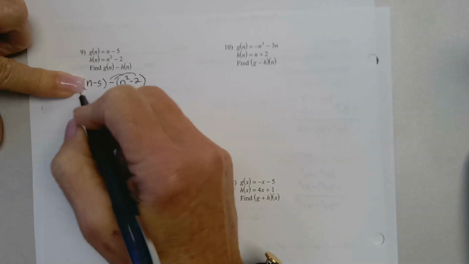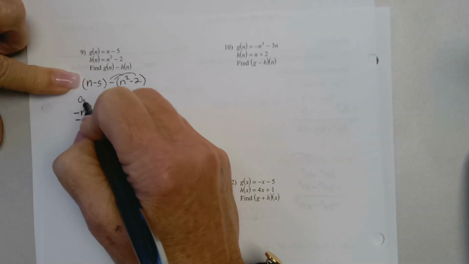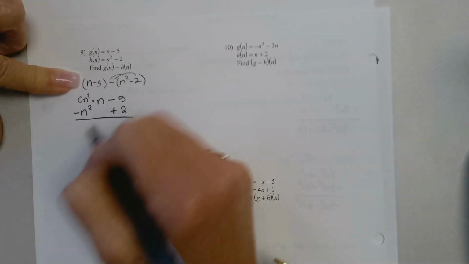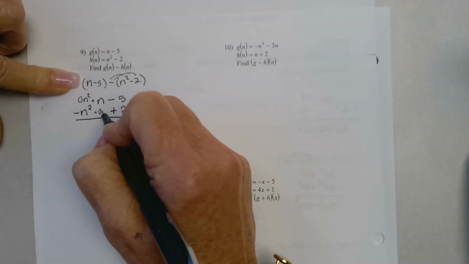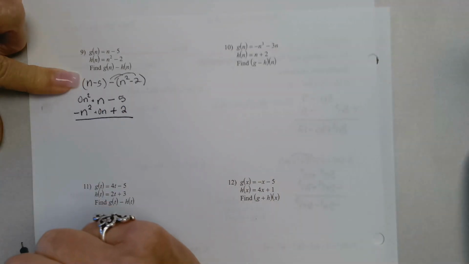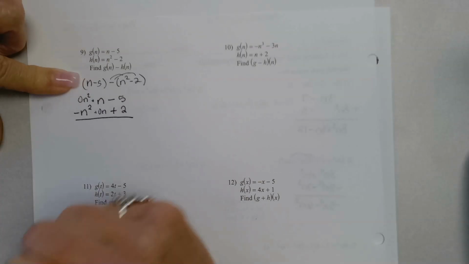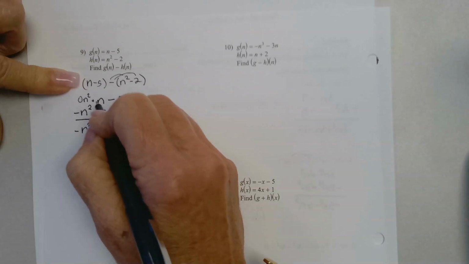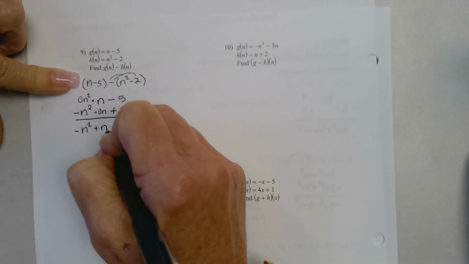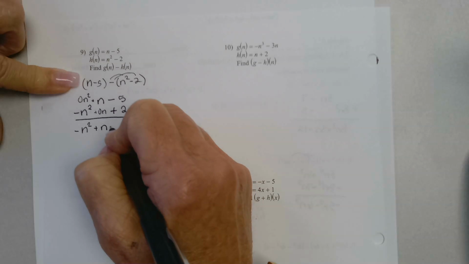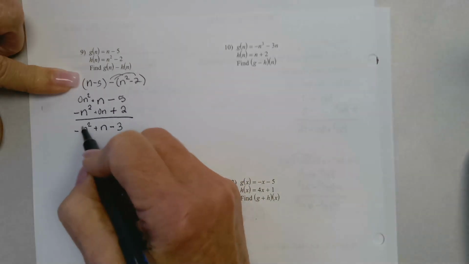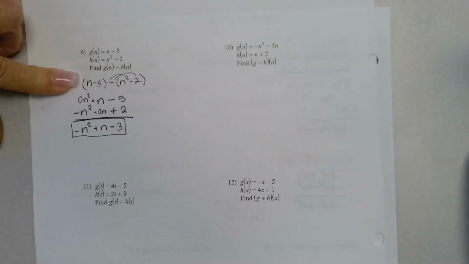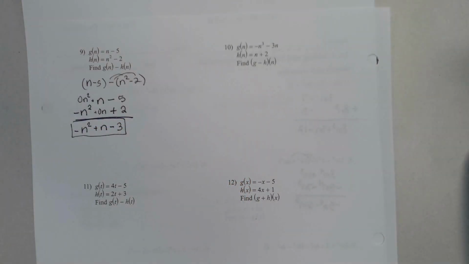So when I line all of these up, basically if you want to put 0n squared to show that you don't have any n squared there, and we don't have any n's there, you can do that as a placeholder. You don't have to. Just note that this is just a negative n squared plus an n. Negative 5 plus 2 is negative 3. I have this in descending order, and I've combined all of my like terms.